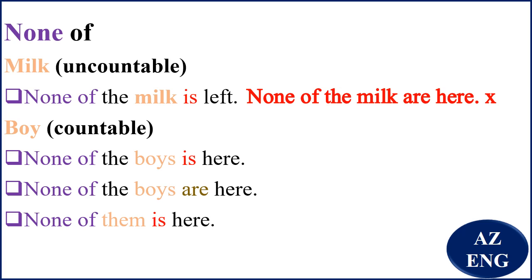We say none of them. Them is a plural. So none of them. So we say boys, we are using a noun, and then we are using a pronoun. But the most important thing is that you know that we are using what is in the plural form. So none of them is here is correct. None of them are here too is correct. So you say none of the girls is here, correct. None of the girls are here, correct. None of them is here, correct. None of them are here, correct.